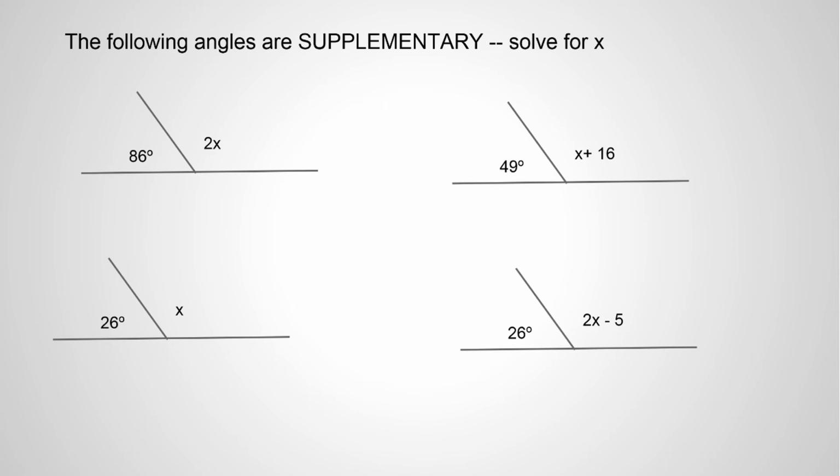Here we have the same problems, but this time supplementary, so we can do the same thing, set it up. 86 degrees plus the second one is 2x, and since it's supplementary, together they will equal 180, and then you can solve the rest.